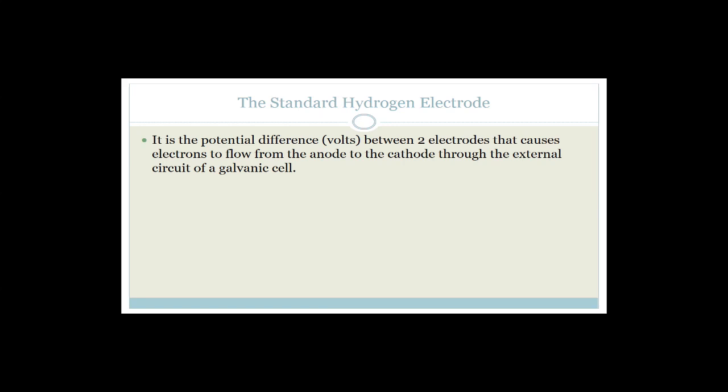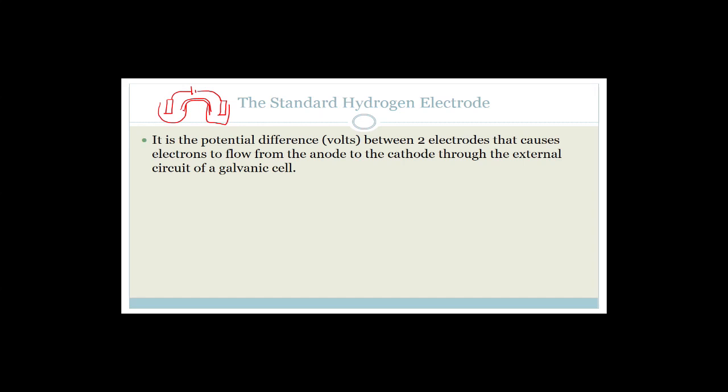It is the potential difference, or volts, between two electrodes that causes electrons to flow from the anode to the cathode through the external circuit of a galvanic cell. Let me explain that to you in real words. If you have a galvanic cell, it's got two beakers. There is an electrode here, a salt bridge.